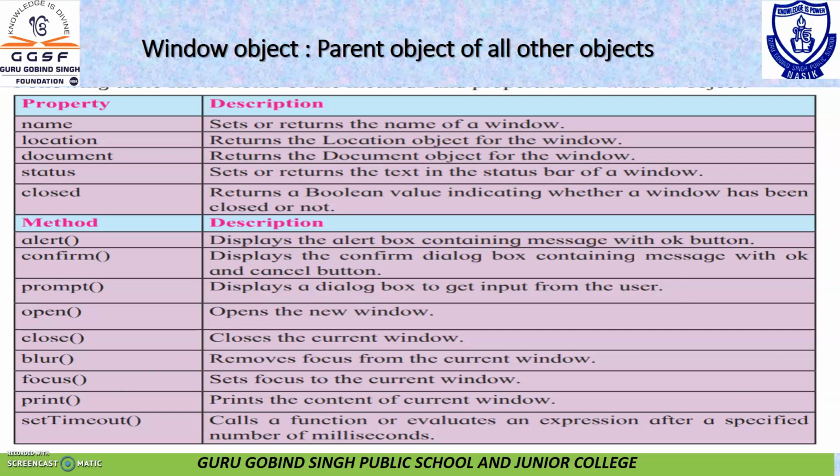Think of the different elements in an online form. You are writing your name in the text box, and after writing the name you come to the next point, that is address. At that time the earlier text box will be blurred, because your focus is now on the next element. So the blur method will remove the focus, the focus method will set the focus, the print method will print the content of the current window, and setTimeout is an important function again.